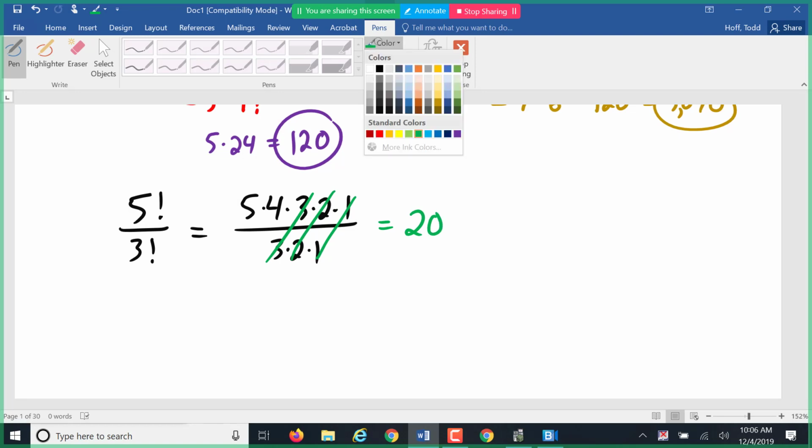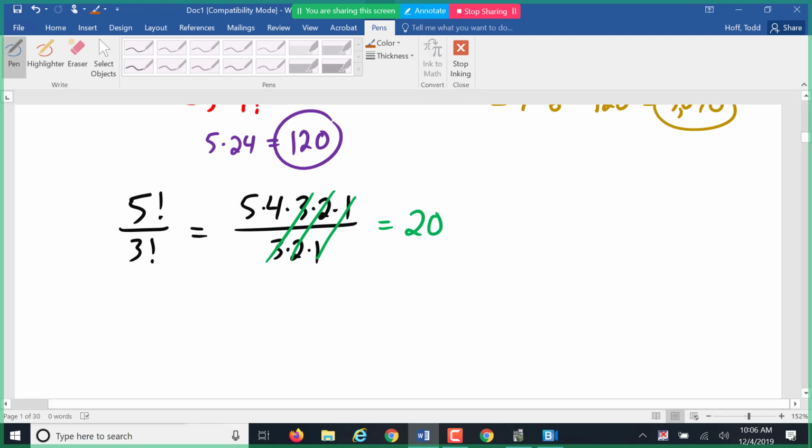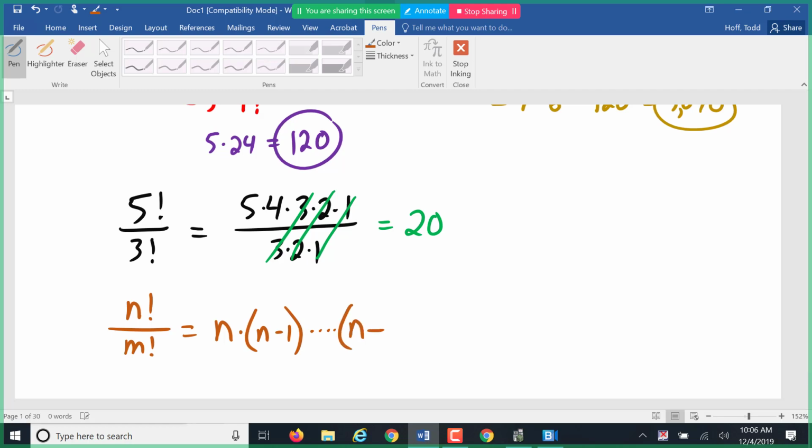This is 20. So that gives us a generic term. If I have n factorial over m factorial, that's just going to be n times n minus 1 all the way down to, got to be careful how I word this, I should say all the way down to m plus 1. So I don't have to worry about those bottom m terms because they divide out in the factorial.